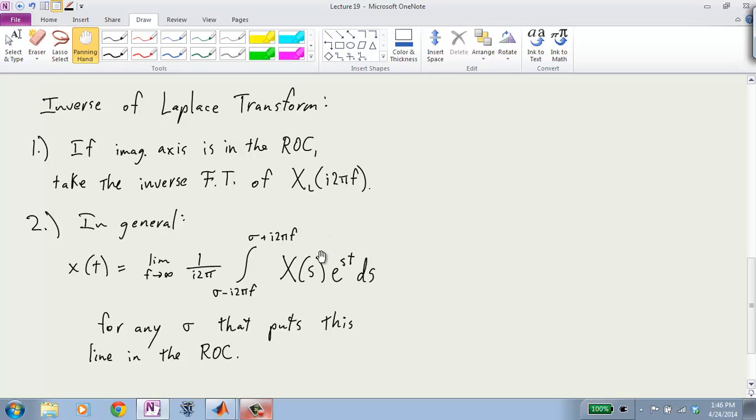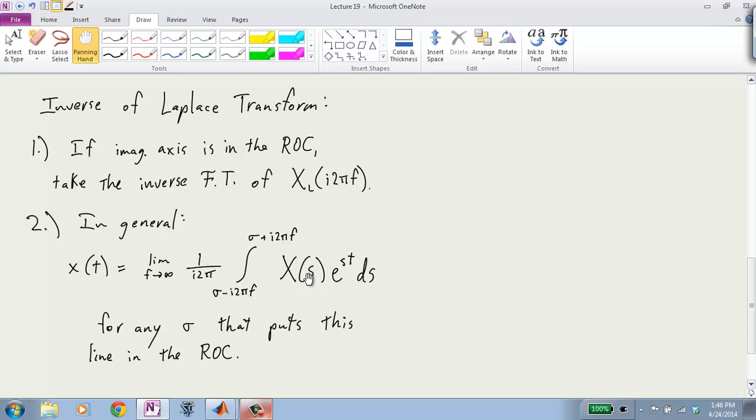Turns out we're not going to use this. I'm just telling you this for your information, that yes, you can get x of t back. But we're not going to do this type of integral.